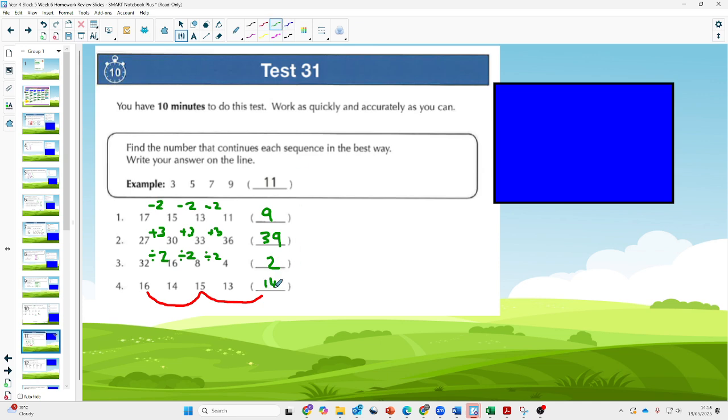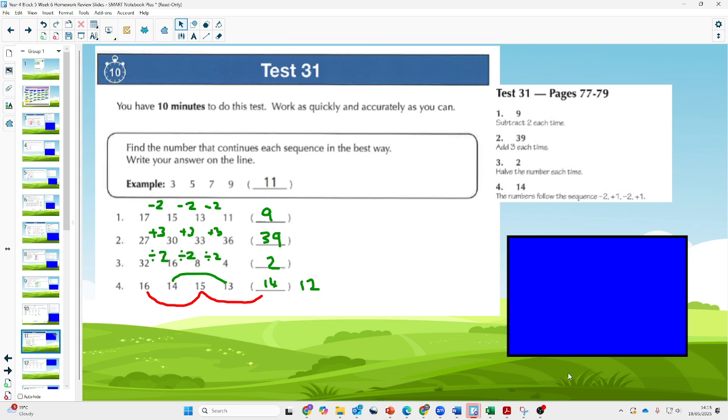And the other way of thinking about it is to say 14 to 13. If we had another number that we needed to create, of course it would be 12. And that's what we call an alternate sequence or leapfrogging sequence, and they are quite common. So we're just going to go down through and double check. So we've got 9, 39, 2 and 14.